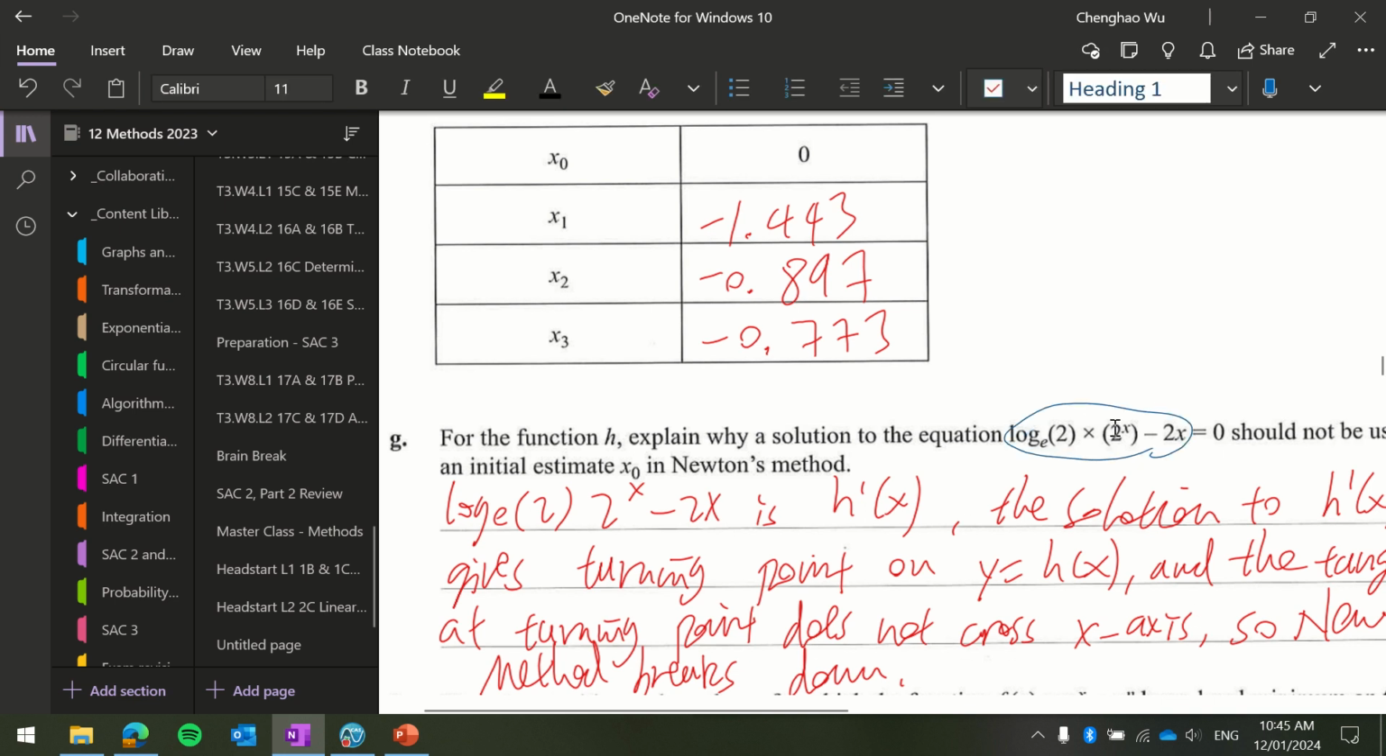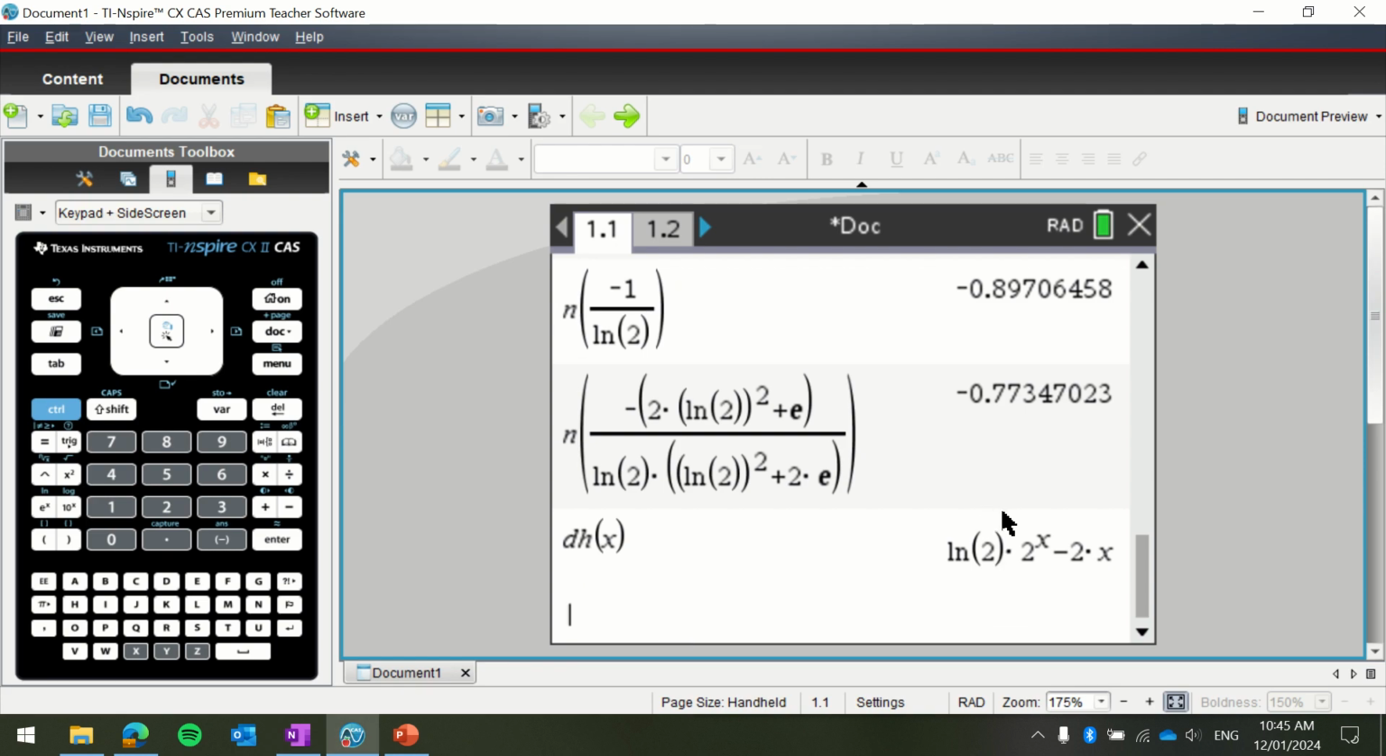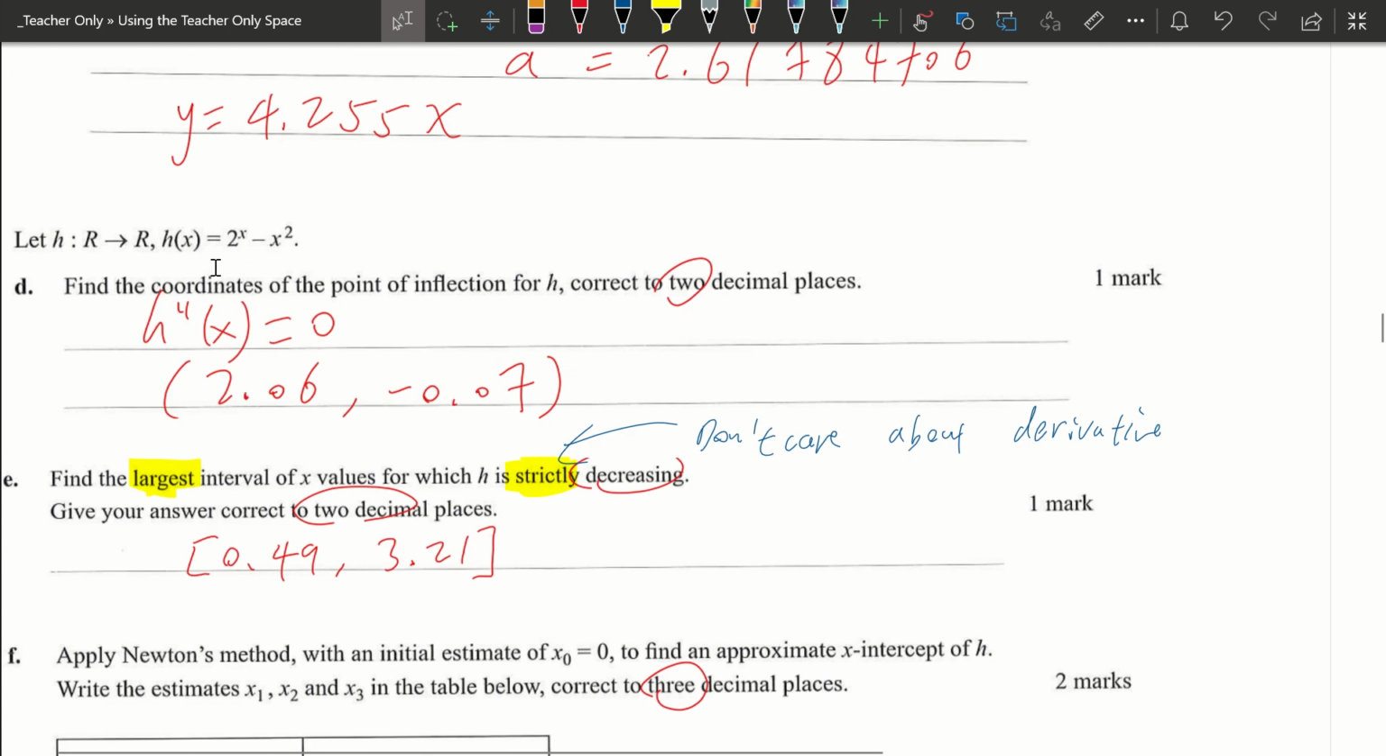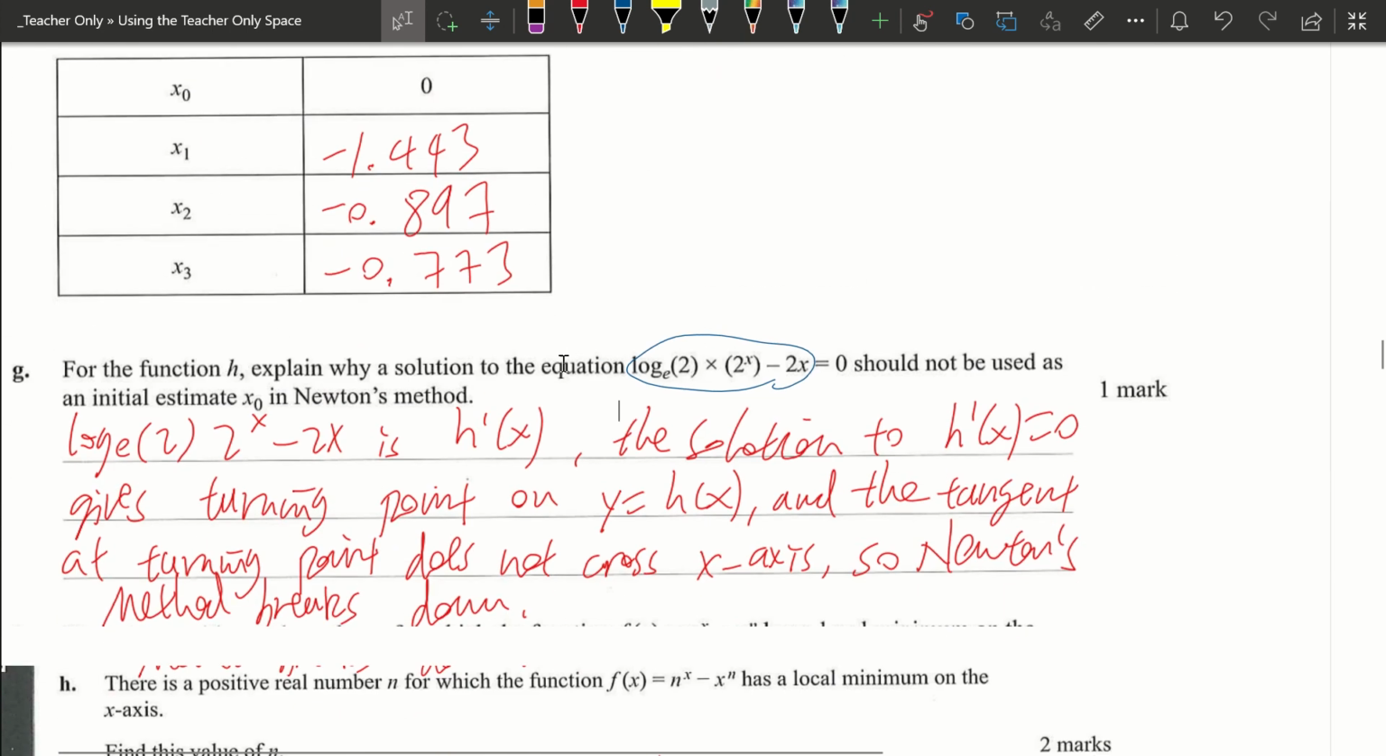Log e 2 times 2 to the power of x minus 2x. That is the derivative of your h function. So it's asking why solving the derivative equals 0 should not be used as an initial estimate. Well, if you did that, the solution to the derivative equals 0 gives the turning point on the original graph h, and the tangent at this turning point does not cross the x-axis, so Newton's method breaks down.